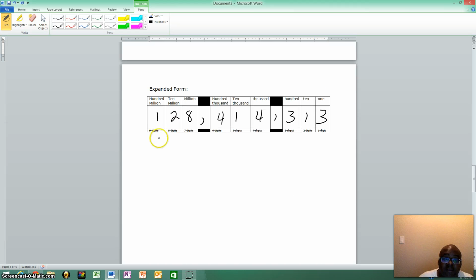So now let's look at expanded form. You remember, a million has 9 digits, so we're going to write 1, 2, 3, 4, 5, 6, 7, 8, 9. Because a million has 9 digits. We're putting it into expanded form. Remember, we're expanding that number out.